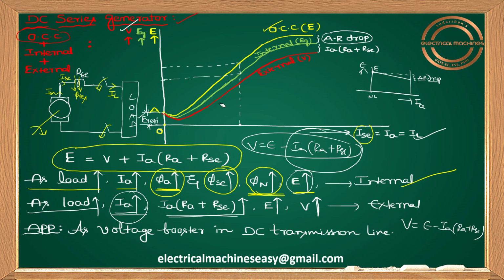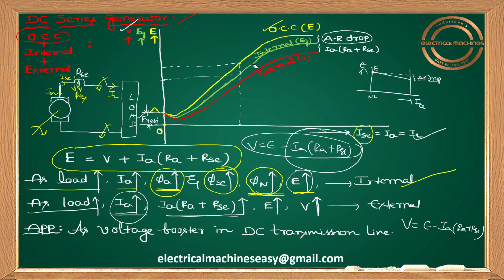So tell me, for a DC series generator, are you having rising characteristics or drooping characteristics? You are having rising characteristics like this. You are not having a drooping like this. For shunt as well as for separate, you are having drooping characteristics, whereas for series generator, you are having rising characteristics. That means as load increases, your load voltage V is increasing. Therefore, I cannot use this DC series generator for constant voltage applications.